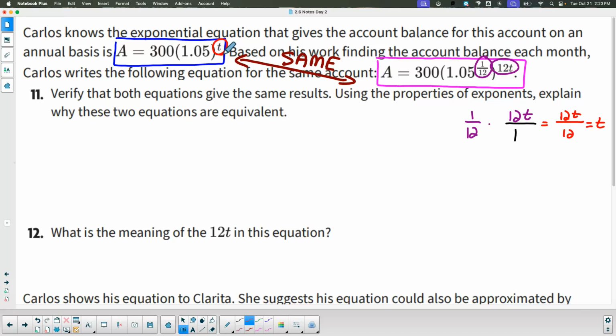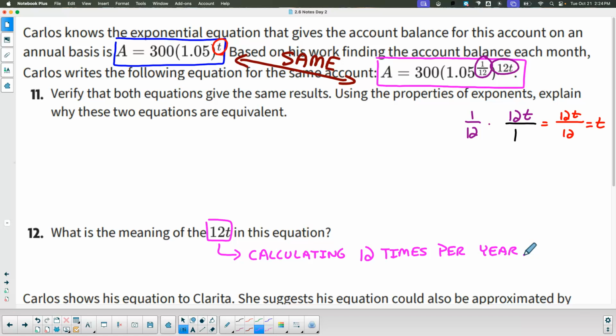The 12t in that pink equation means, and this is kind of like compound interest is what we're talking about, we're calculating that interest 12 times per year. Okay? That means that you're calculating that 12 times per year.